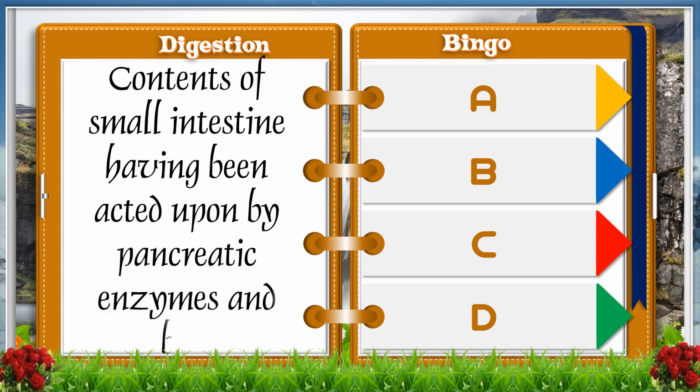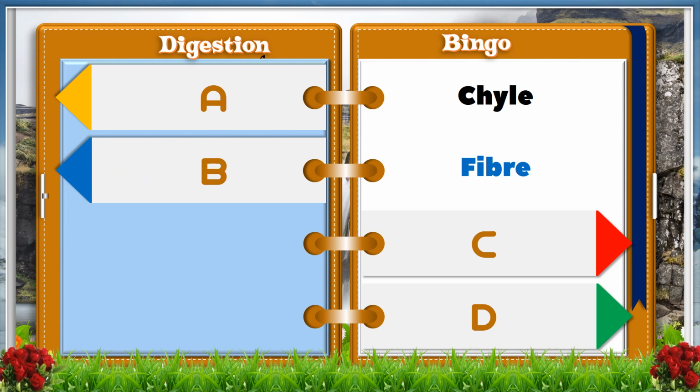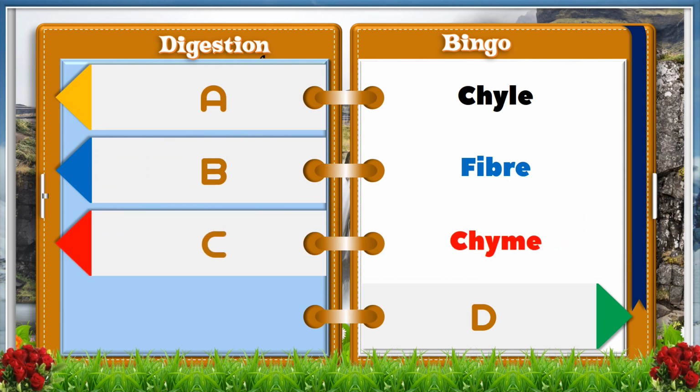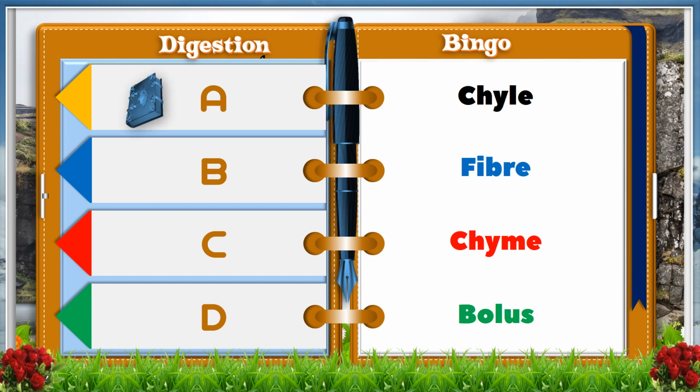Contents of the small intestine having been acted upon by pancreatic enzyme and bile. A. Chyle. B. Fiber. C. Chyme. D. Boras. And the answer is A. Chyle.